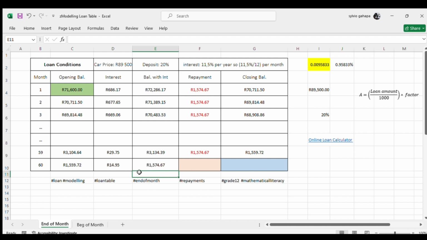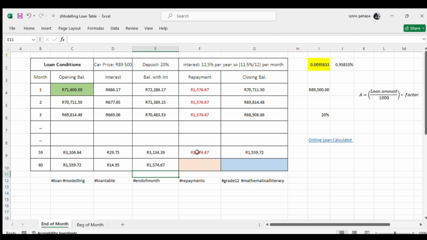We are just very fortunate here that the balance with interest in month number 60 is actually equal to what the repayment is supposed to be. But it doesn't always work out that way, guys. It doesn't always work out that way. So for that reason, you must remember this as a rule: the repayment for your last month in terms of your contract must always be equal to the balance with interest. As you can see here, the balance with interest is 1,574.67, and it just happened to be the same as our repayment.